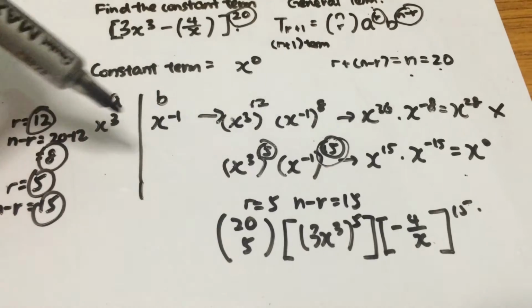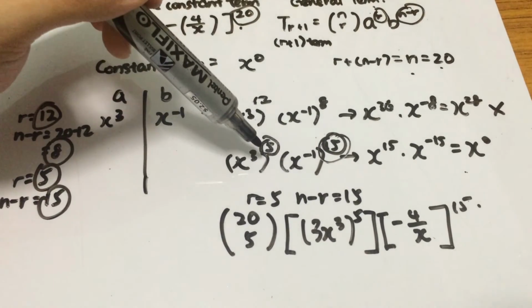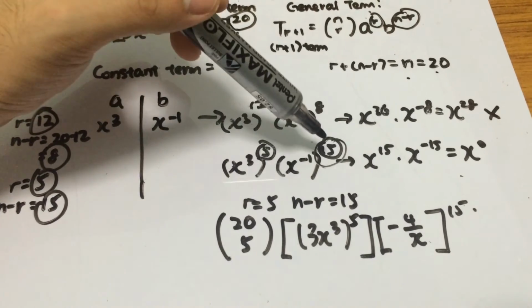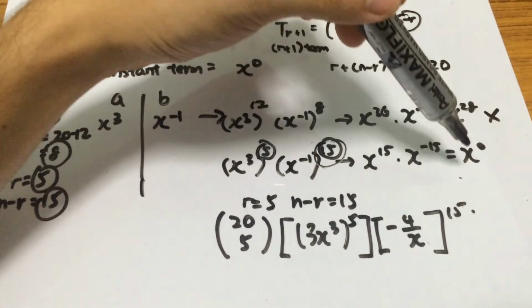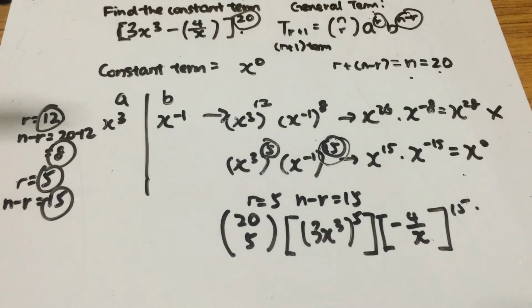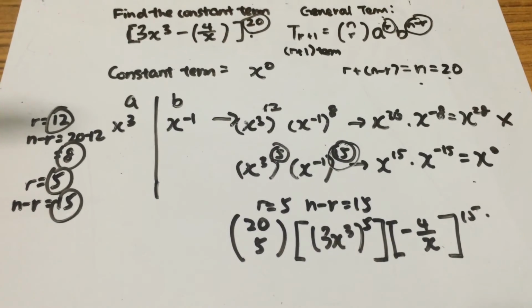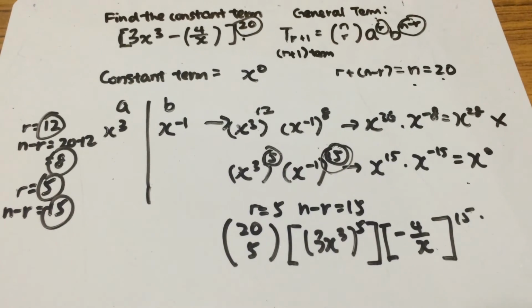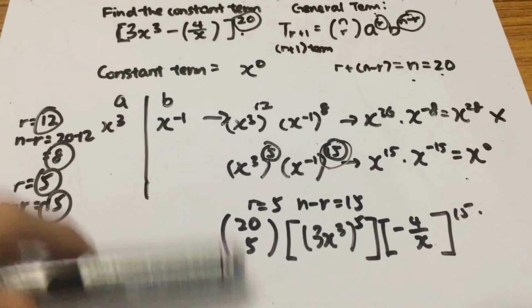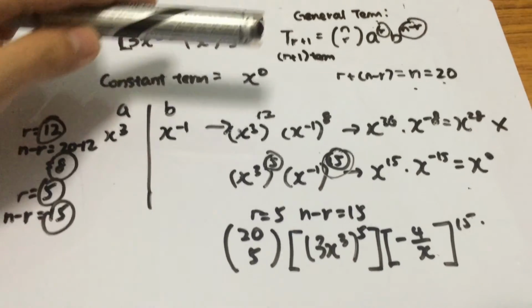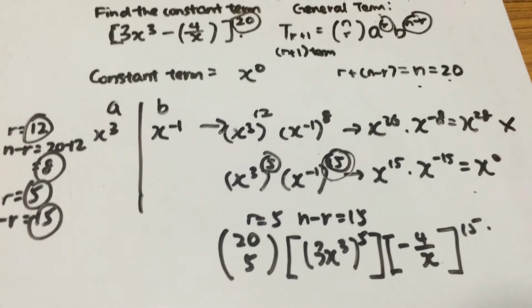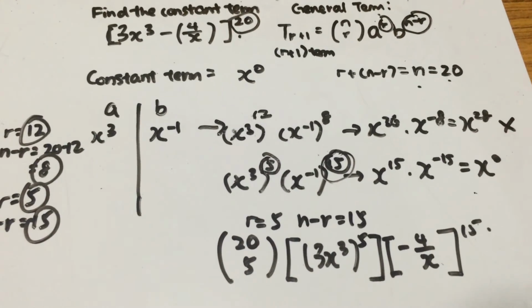So in this case, when we do this, we allocate r equal to 5 and n minus r equal to 15, and only then will we get x to the power of 0 as the constant term itself. Alright, so r equal to 5 and n minus r equal to 15 will give you the constant term, and hence from there we will use this general term to answer the question and find the constant term. The last step I will leave it to you to expand.